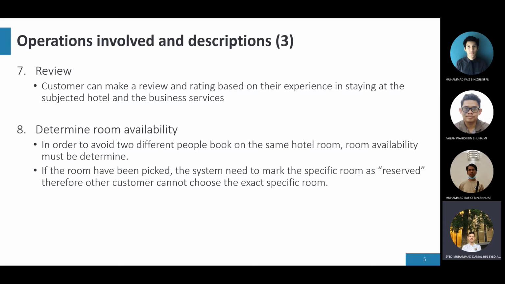Number 7, review. Customers can make a review and rating based on their experience staying at the hotel and the business service. Number 8, determine room availability. In order to avoid two different people booking the same hotel room, room availability must be determined. If the room has been picked, the system needs to mark that specific room as reserved. Therefore, other customers cannot choose that specific room.